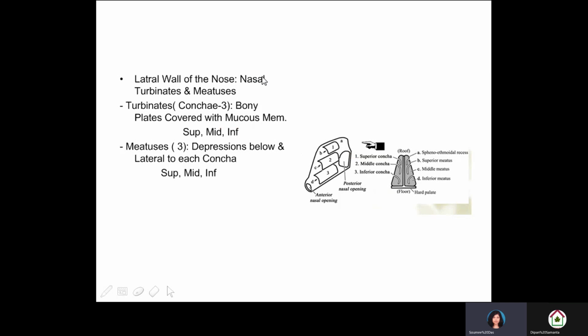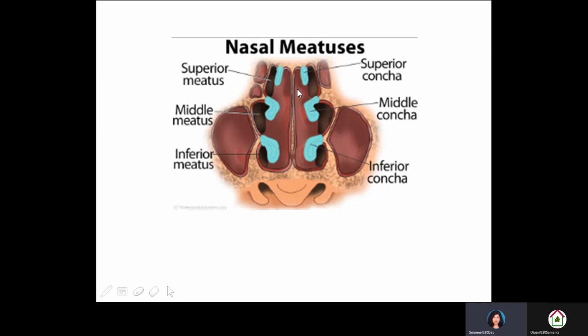So the lateral wall of the nose is comprised of turbinates and meatuses. Turbinates are the 3 bony conchas. Concha is the singular form and conchi is the plural form. So bony plates covered with mucous membrane: superior, middle and inferior. Meatuses are depressions below and lateral to each concha. These are also known as superior, middle and inferior concha. So basically the concha and the meatuses are all the same.